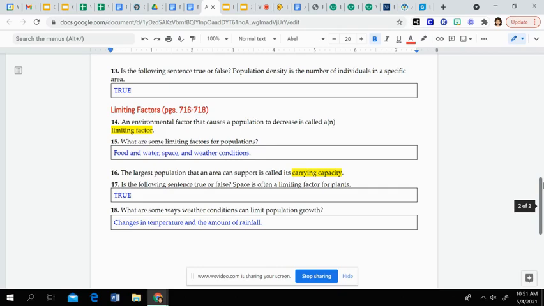Once you have checked your answers, make sure you have these guided reading notes submitted, then you are good to go.